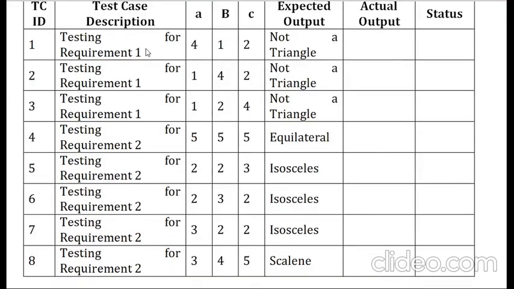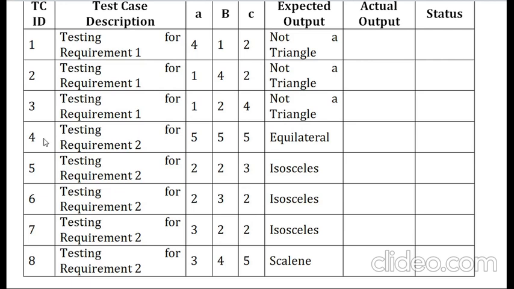So testing for requirement 1, test case ID 1, you give the input values 4, 1, 2. Definitely the expected output is not a triangle, because the conditions A less than B plus C, B less than A plus C, C less than A plus B should hold. But here that condition is not true, that's why the expected output is not a triangle. The remaining two cases are the same: 1, 4, 2 and 1, 2, 4 are not a triangle.